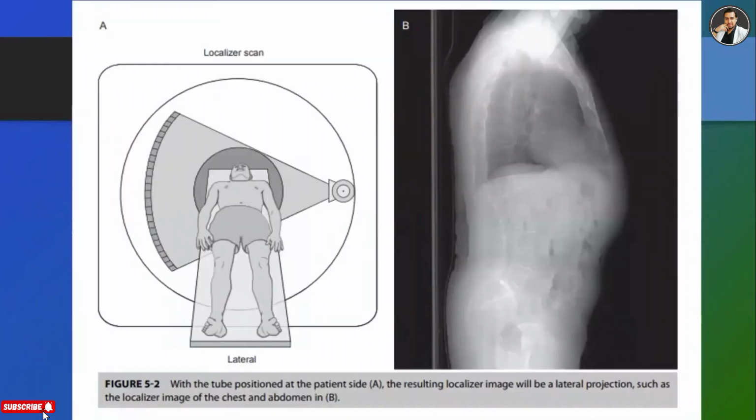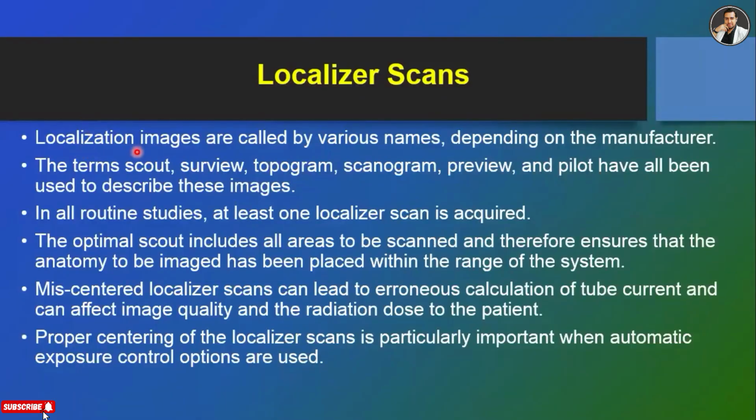Now we see the localizer names. Localizer images are called by various names, depending on the manufacturer, the company. The terms are scout, survey, topogram, scanogram, preview, and pilot, depending on which machine uses which term. They have all been used to describe these images.